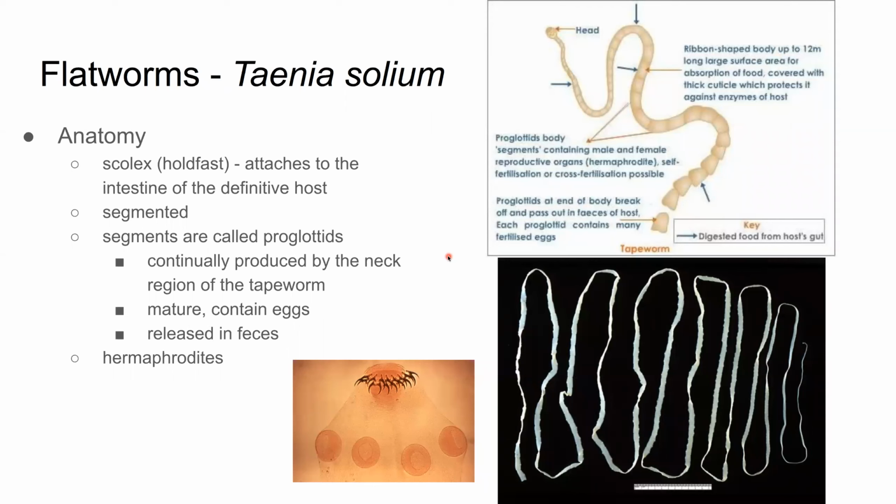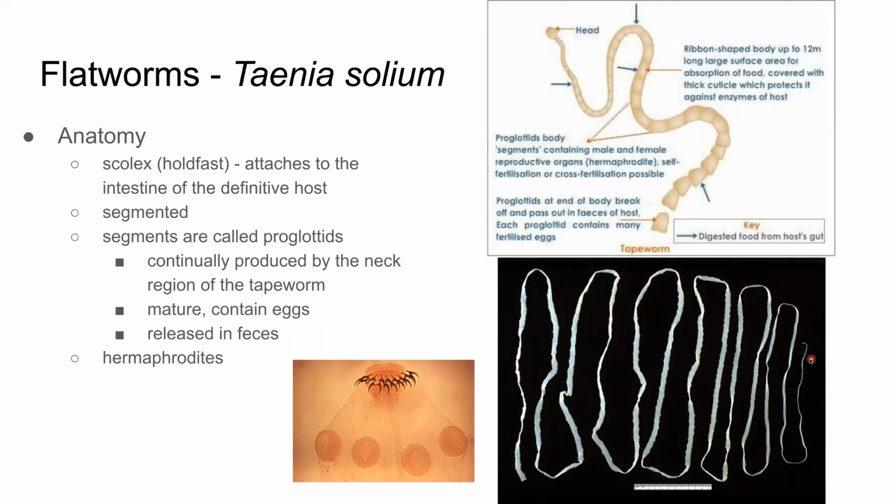There are many different tapeworms, and Taenia is a good representative example. This is actually a photograph of Taenia, and you can see how flat it is, and you can really get a sense of why they call it a tapeworm. But their anatomy is fairly straightforward.